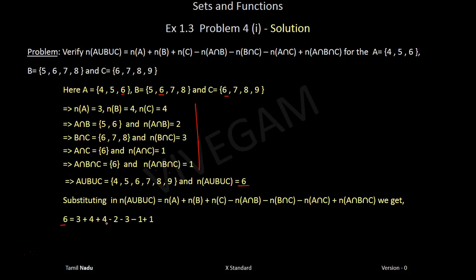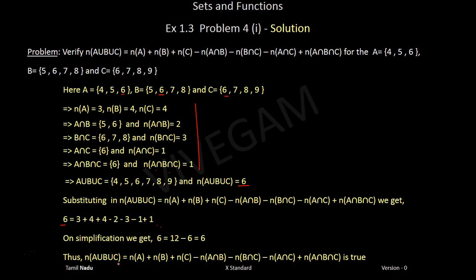3 plus 4 is 7, 7 plus 4 is 11, 11 plus 1 is 12. So it is 12, right? Then this is minus 2 minus 3 minus 1, which is minus 6. So 12 minus 6 is 6. So you will get 6 equal to 6, which is true. Therefore, n of A union B union C is equal to all these things.